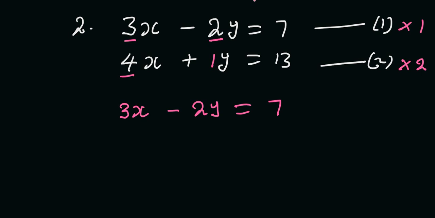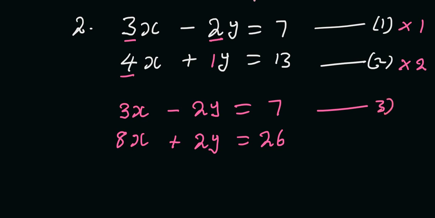Now equation 2, let's multiply equation 2 by 2. So that's going to give us 4x times 2, 8x. And then 1y times 2, that's going to give us 2y. And then 13 times 2 is 26. So we can label this as equation 3 and label this as equation 4. So now we have the coefficient of y to be 2 on both equation 3 and equation 4.